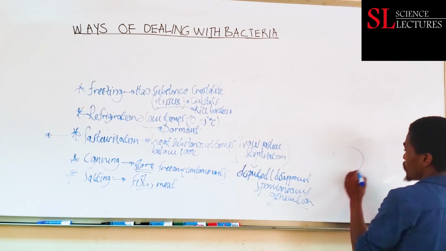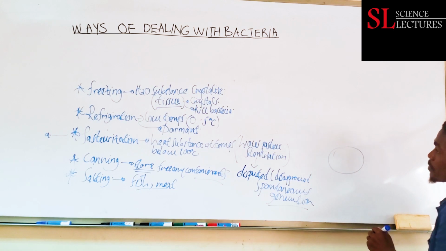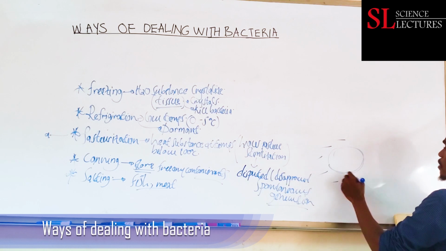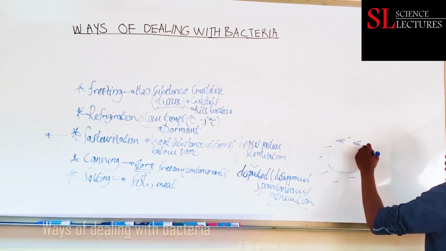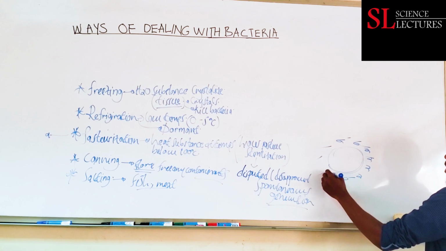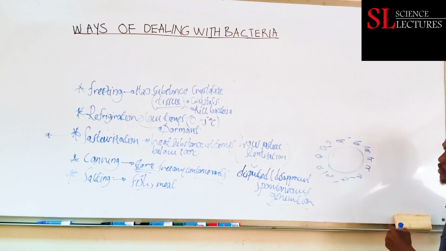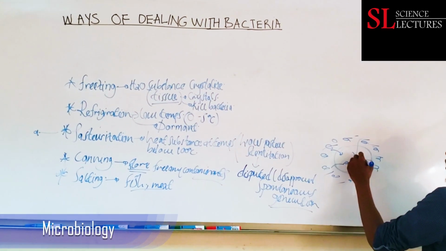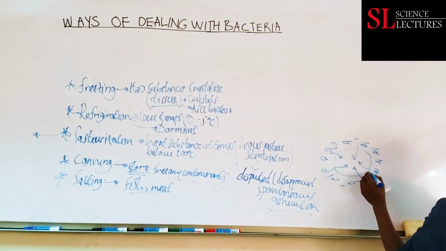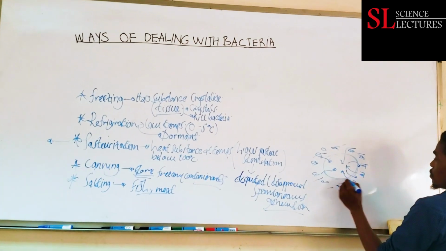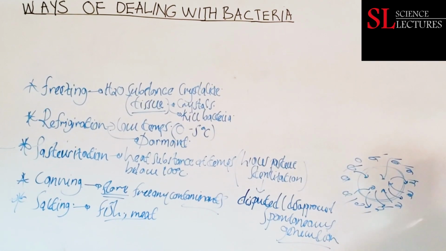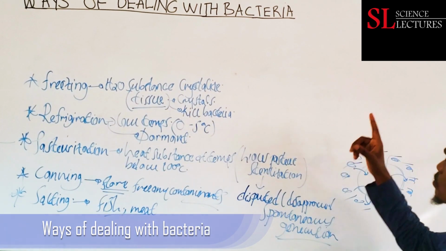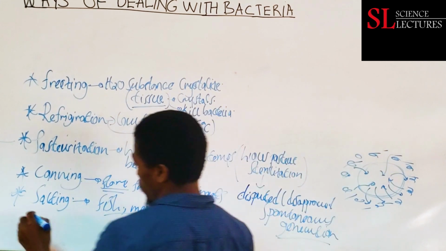Why? Because if you remember our cell biology, if this is the bacterial cell and we sprinkle salt around it, the salt will have a higher concentration compared to the cytoplasm of the cell. So this salt will withdraw water from the bacterial cell, and the cells will end up dying. This is how salting helps us to deal with this bacteria.